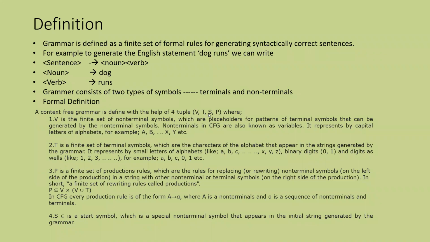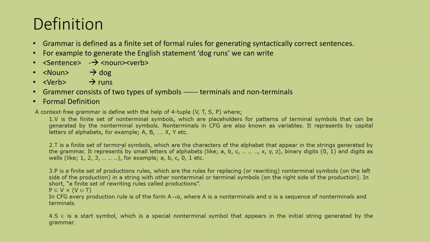It is V, T, S, P. Here V is a finite set of non-terminal symbols, which are placeholders that can later be expanded to generate a set of strings. These non-terminals are also known as variables, and usually capital alphabets are used to represent the non-terminals.